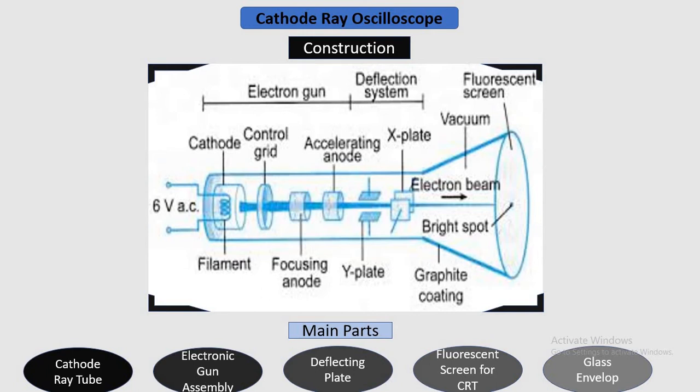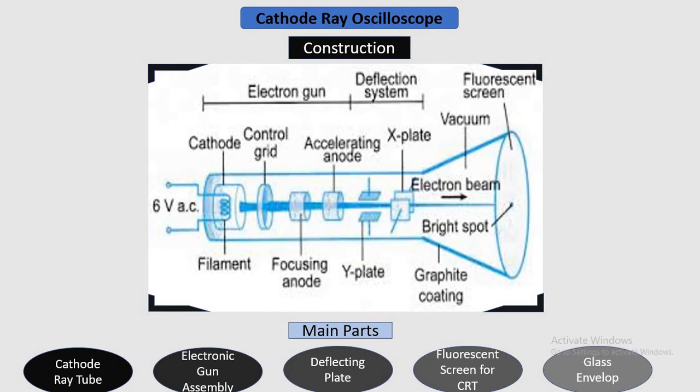There are two methods of focusing the electron beam. Those are electrostatic focusing and electromagnetic focusing. The CRO uses an electrostatic focusing tube.